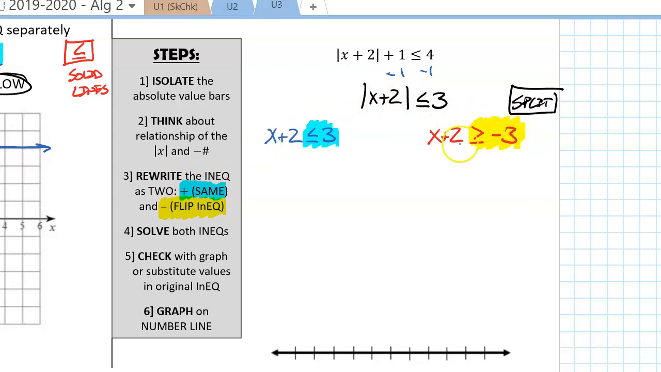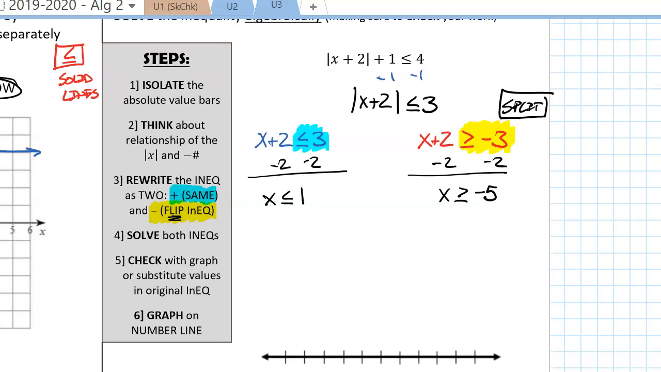Now, with an inequality, we have to add one additional step. We need to flip the inequality symbol. Notice here it was less than or equal to. It now became greater than or equal to, along with that negative 3. So from here, we're going to solve both sides, giving us x is less than or equal to 1, and x is greater than or equal to negative 5.